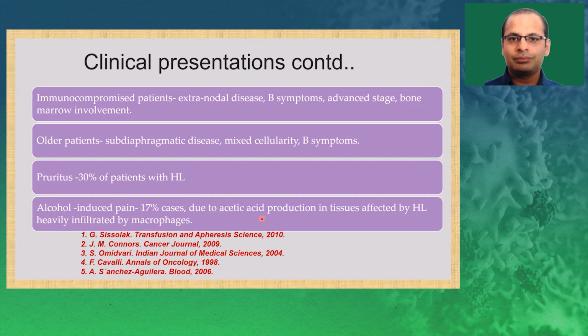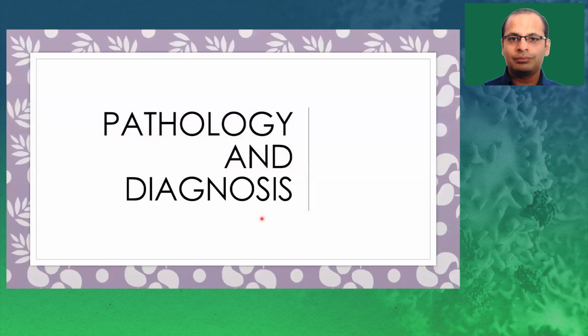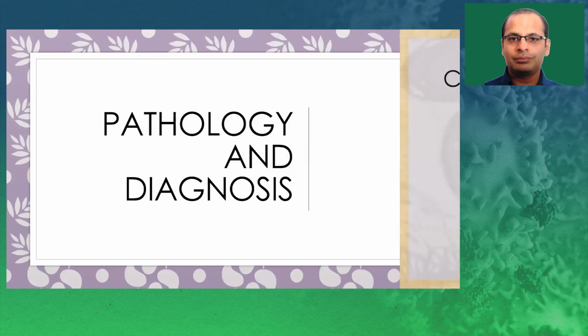Pruritus, although not a B symptom, is seen in around 30% of the cases. And alcohol-induced pain, which is seen in around 17% of the cases, is again one of the very commonly associated symptoms with Hodgkin lymphoma. Let's go into the pathology and diagnosis of the disease.